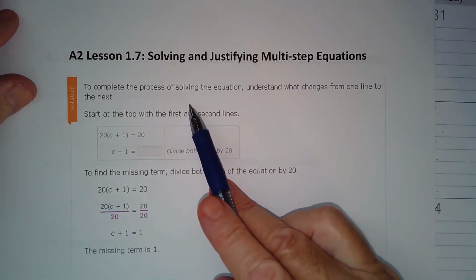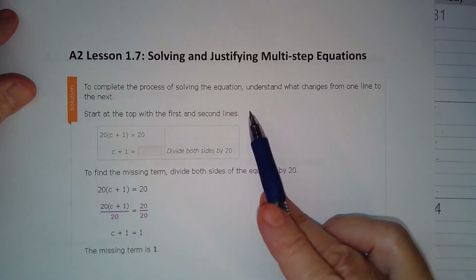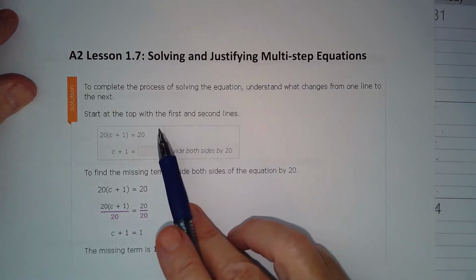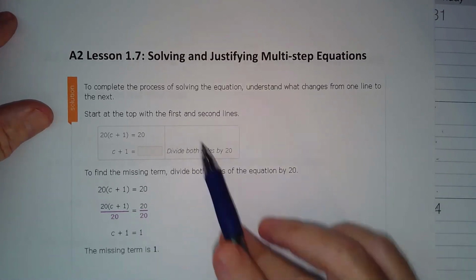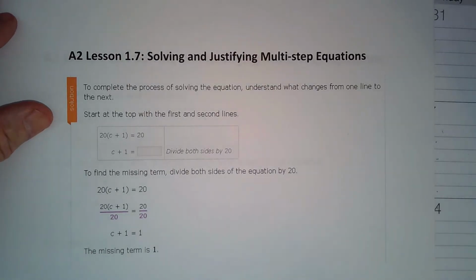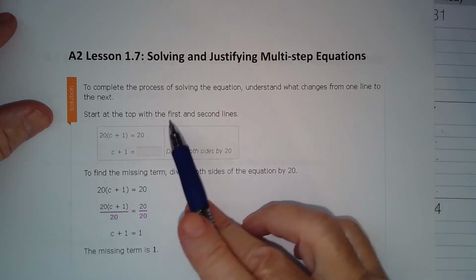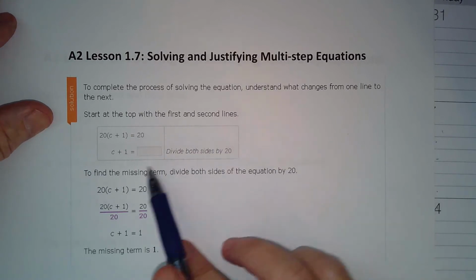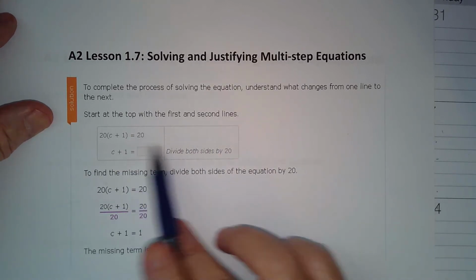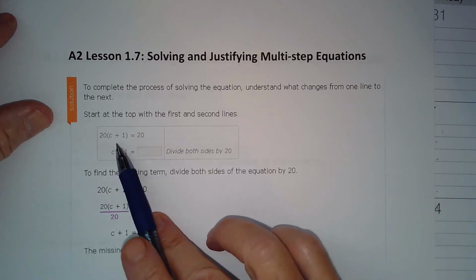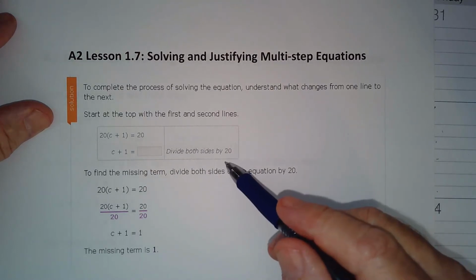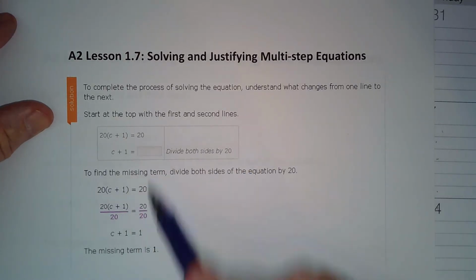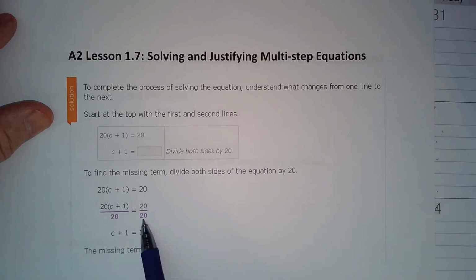It says to complete the process of solving an equation, understand what changes from one line to the next. So we're going to go through and just look at the explanation, and this is what we covered. This is sort of a repeat of what we did up front. Same equation, start at the top with the first and second lines. 20 times c plus 1 equals 20, and then we divided both sides by 20. Here they are doing it mathematically down here. You can see they did it just the way we normally do it.